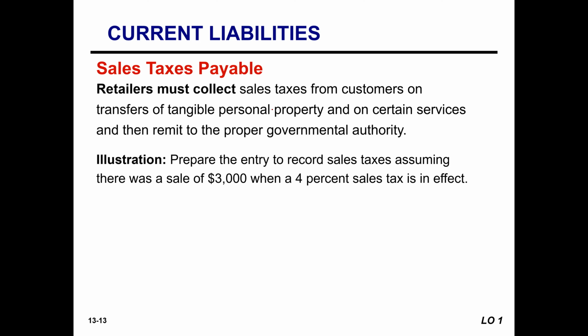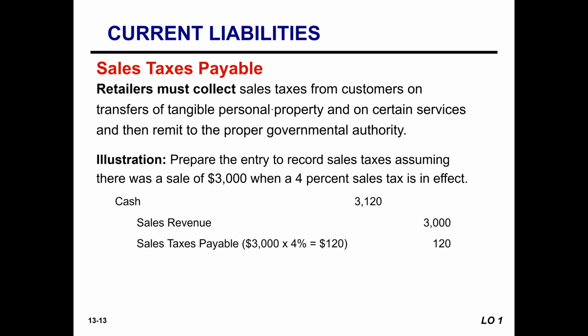So this one says, prepare the entry to record sales tax, assuming there was a sale of 3,000 when a 4% sales tax is in effect. So 3,000 times 0.04. So sales tax is going to be, excuse me, sales tax is 120. So the retailer is going to collect 3,000 plus 120, right? 3,120. So debit cash for 3,120, or accounts receivable. It could be a debit to accounts receivable also. But in this case, debit to cash, credit to revenue, credit to sales tax payable.